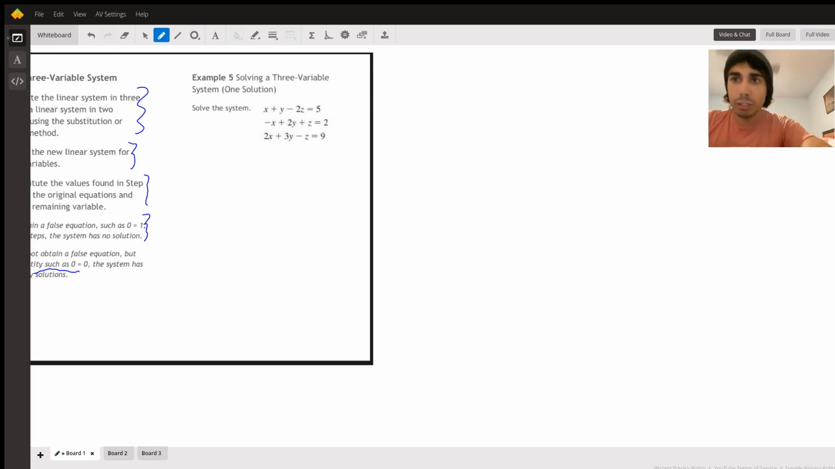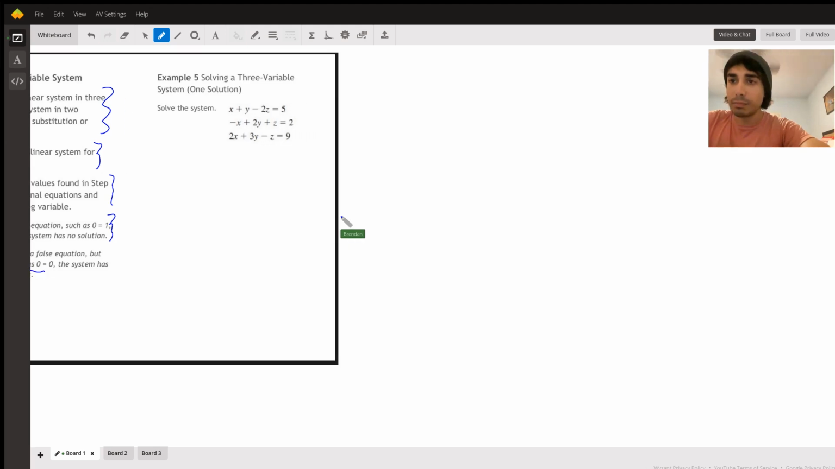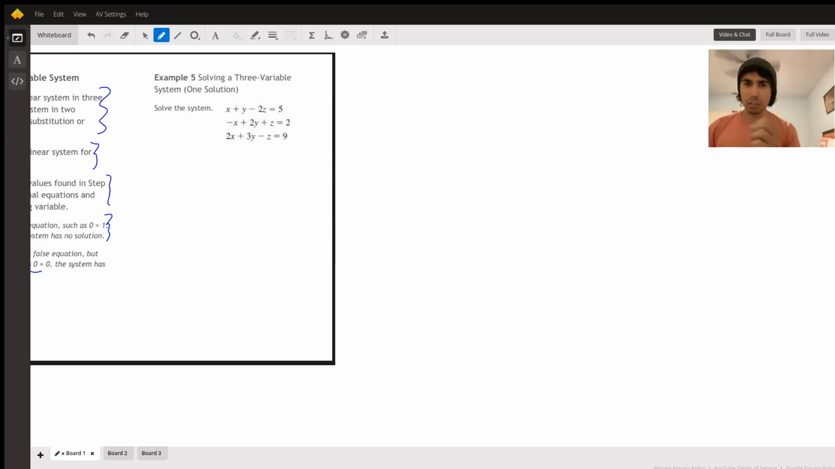All right, so here's our first one. It says solve the system. So what I am going to do is eliminate one of the variables. It does not matter which one you eliminate, but the way that you're going to eliminate it is you're going to add two of the equations together to come up with a third equation. And then you're going to pick two different equations, or a different combination, and add those together and come up with a fourth equation. Here's what that's going to look like.